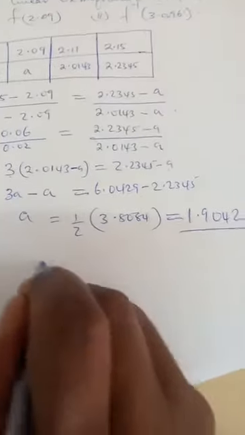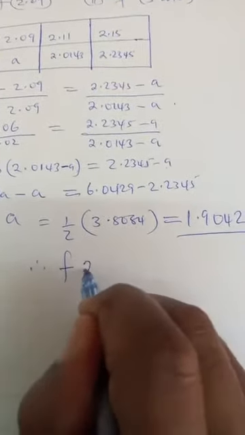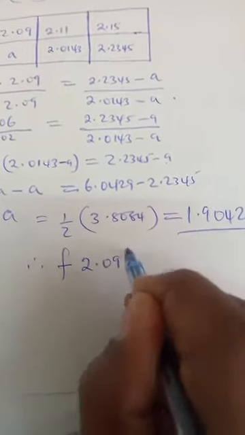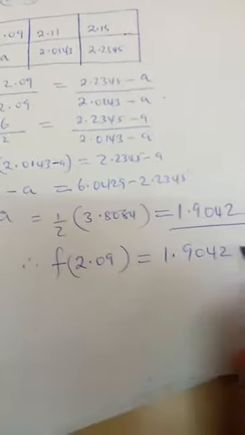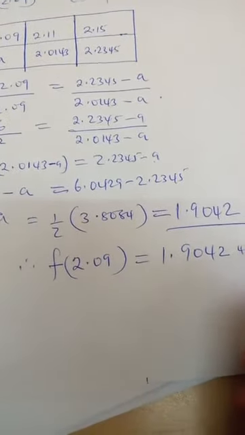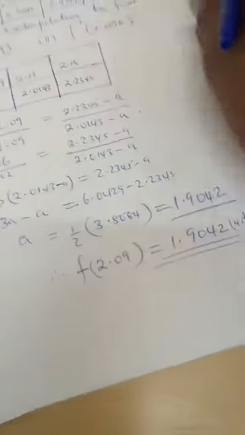And since there are 4 decimal places, you can conclude and say f of 2.09 is 1.904 to 4 dps. You maintain the number of decimal places of the mother question as you conclude your answer.